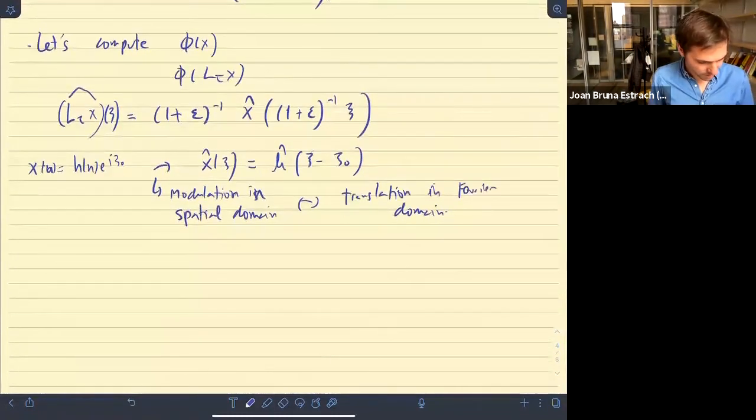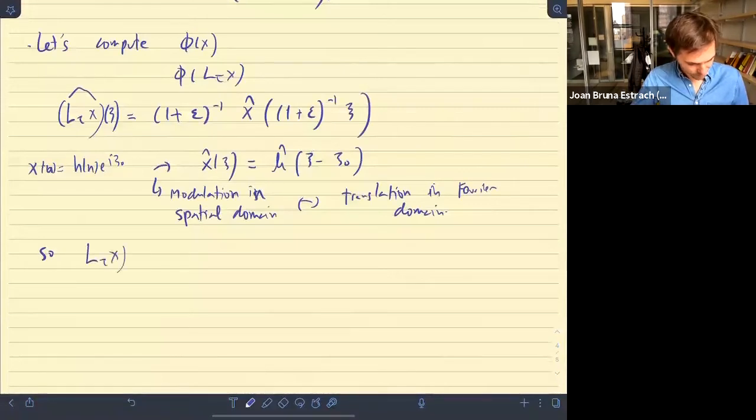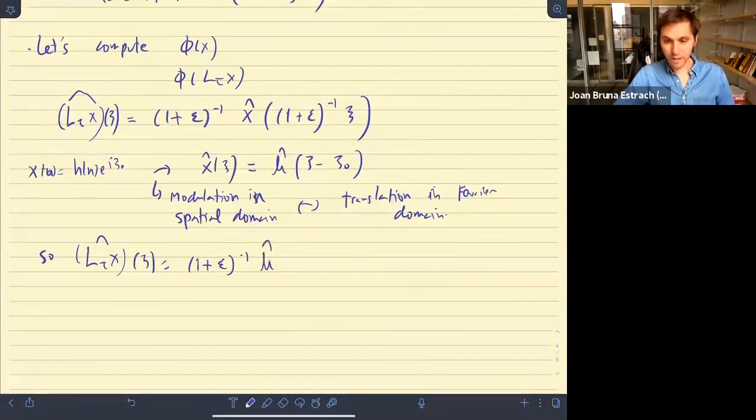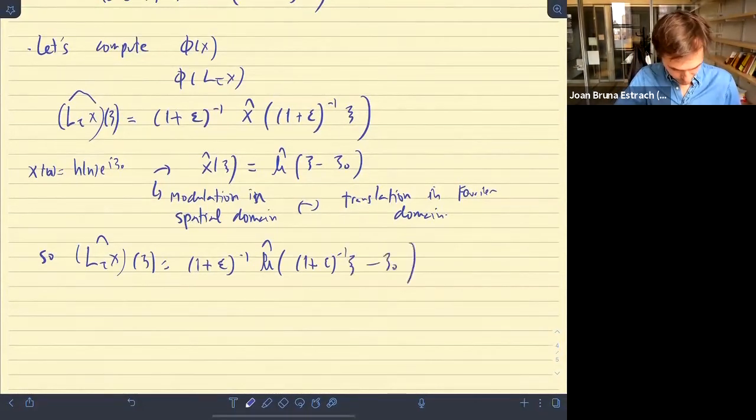So by putting these things together, the Fourier transform of the signal, by replacing things, is (1 plus epsilon) to the minus 1 times the Fourier transform of our low-pass window, H, that is evaluated at (1 plus epsilon) to the minus 1 of psi minus psi 0.